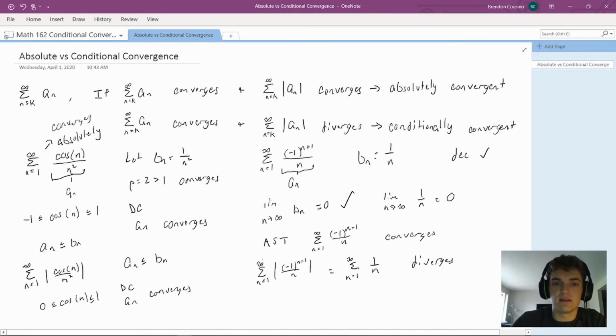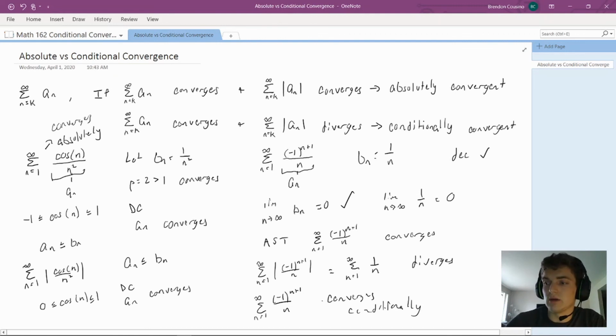So this series, n equals 1 to infinity of negative 1 to the n plus 1 divided by n, converges conditionally. These are two examples, one that converges absolutely and one that converges conditionally.